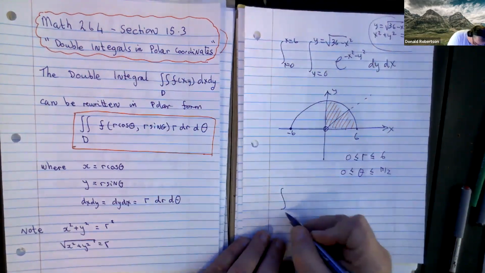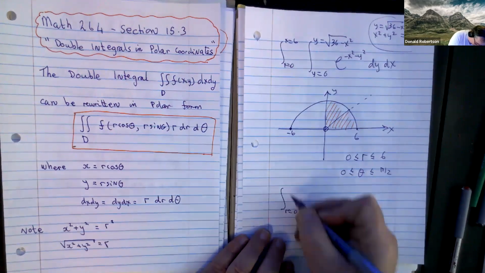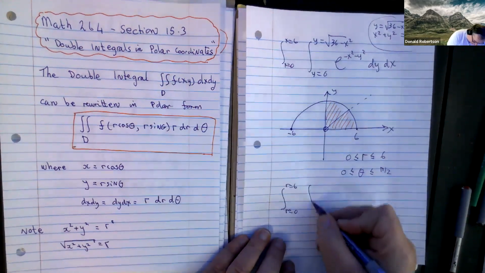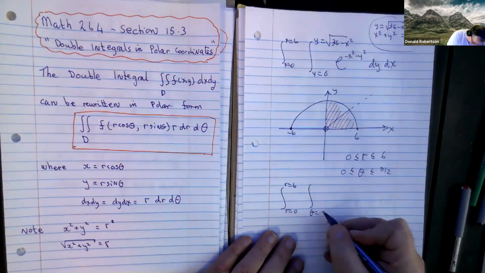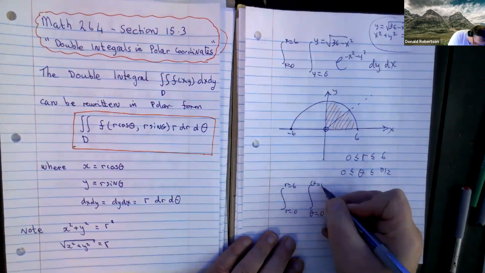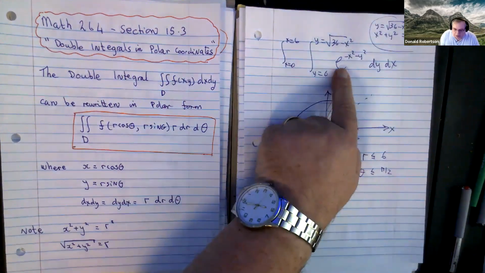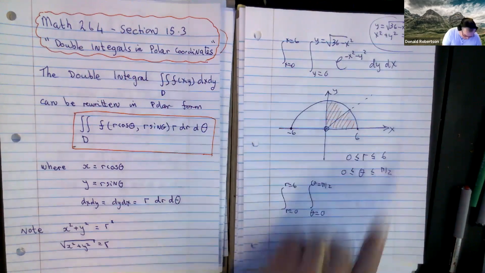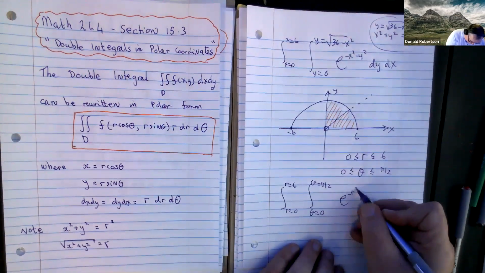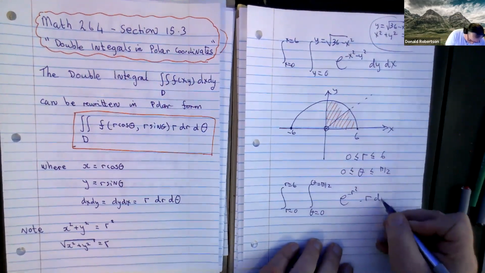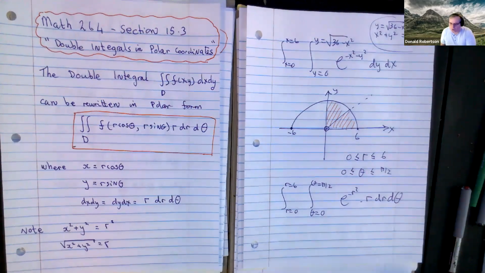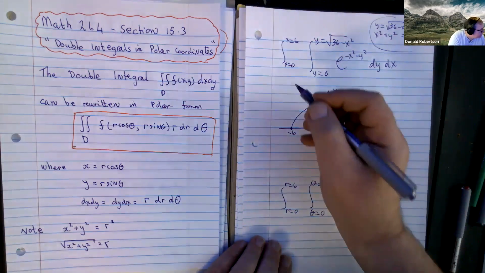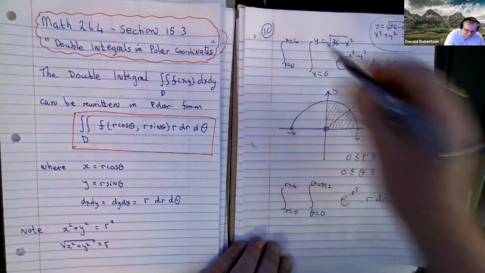So we would do the integral from r equals 0 to r equals 6, the integral from theta equals 0 to pi upon 2. I just did that a few moments ago. Isn't that e to the negative r squared times r dr d theta? Can you see that's almost a carbon copy now of the previous question? So I'll leave that one as is.